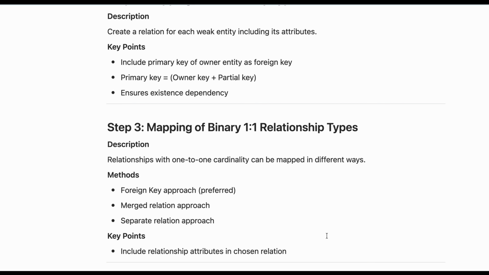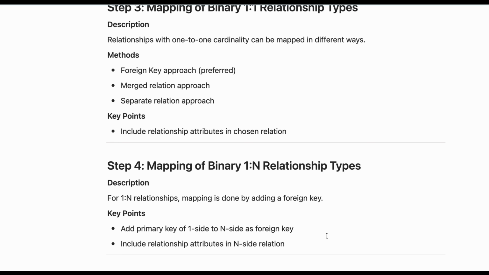Now move to the fourth step, which is mapping of 1:N relationship. For a one-to-many relationship, we add the primary key of the one side into the many side as the foreign key. Relationship attributes are also included in the many side.